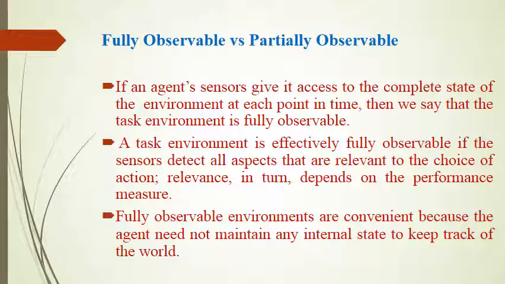So we have several properties. The first one is fully observable and partially observable. How can we differentiate between fully observable and partially observable? If an agent's sensor gives it access to the complete state of the environment at each point in time, we can say that the task environment is fully observable. A task environment is effectively fully observable if the sensors detect all aspects that are relevant to the choice of actions.